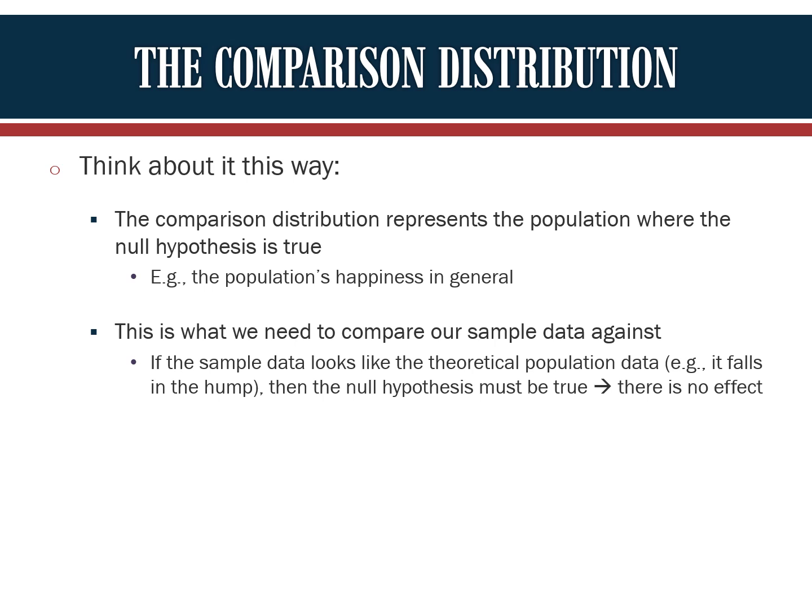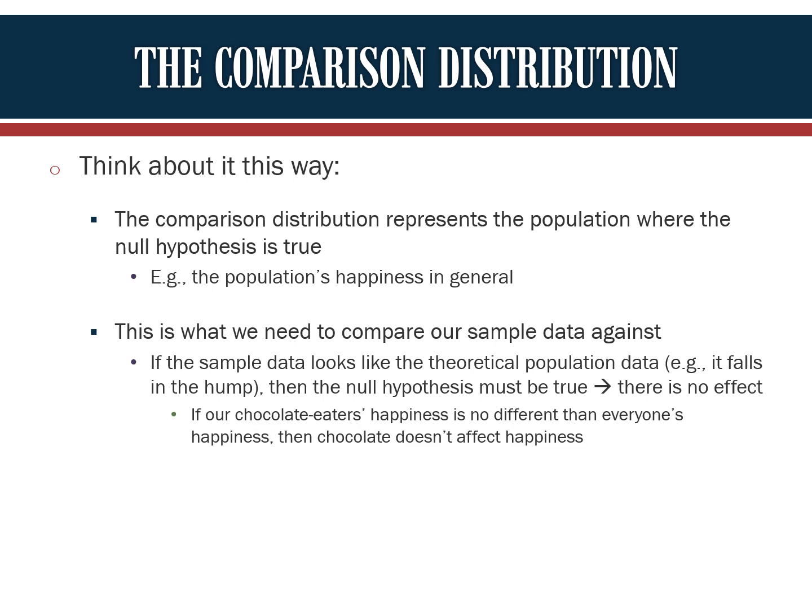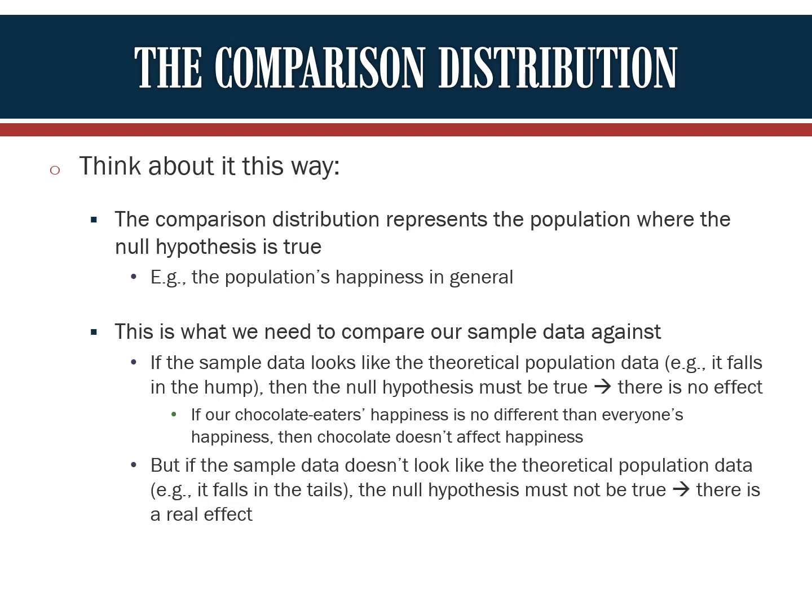If the sample data looks like the theoretical population data, so in other words, it falls in the hump, then the null hypothesis must be true and there is no effect. If our chocolate eater's happiness is no different than everyone's happiness, then chocolate doesn't affect happiness, in which case the null hypothesis is true. Therefore, the comparison distribution is representing the situation where the null hypothesis is true.